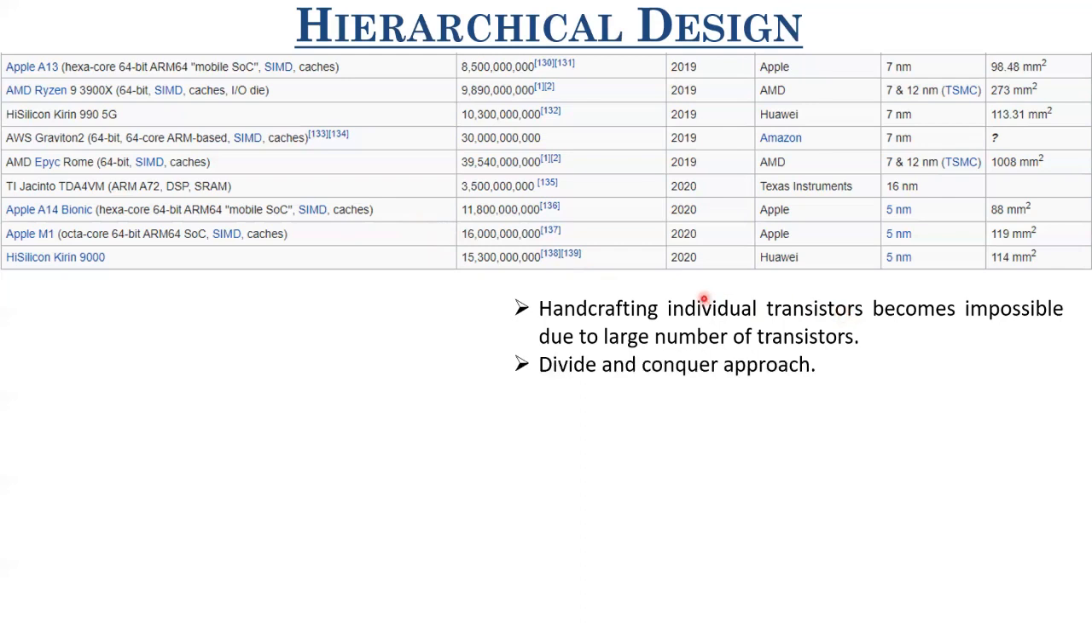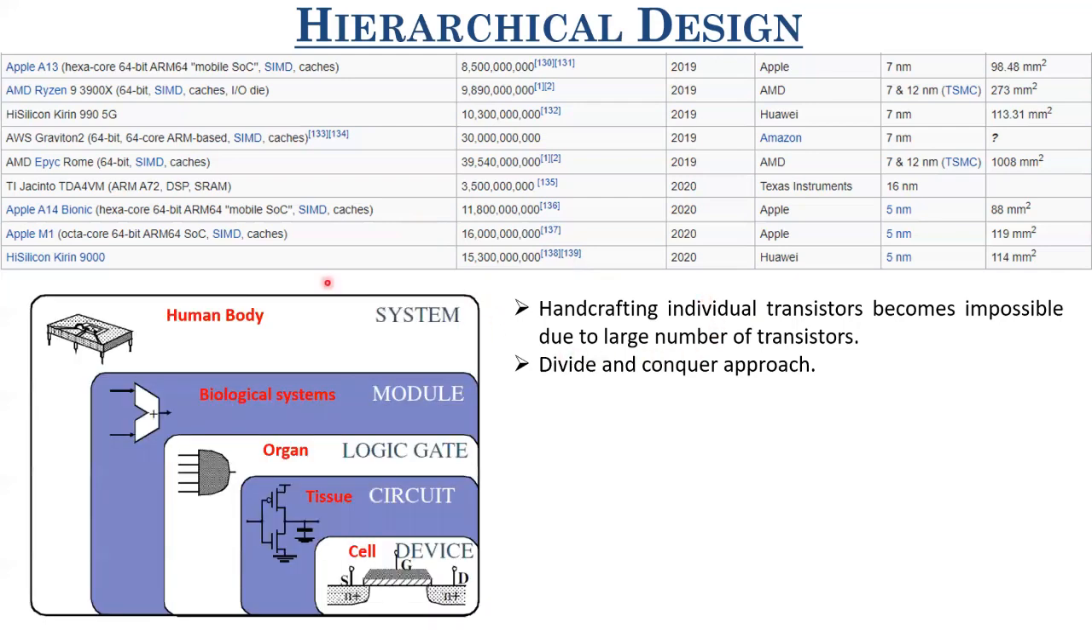So what designers came up with is a divide and conquer approach. They divided a digital system into several levels of hierarchy. The lowest level of hierarchy is the device. Then several devices combine to form circuits, which form the next level of hierarchy. Several circuits combine to form logic gates, which is the next level. Then several logic gates combine to form modules. And if you combine several modules, you end up with a digital system.